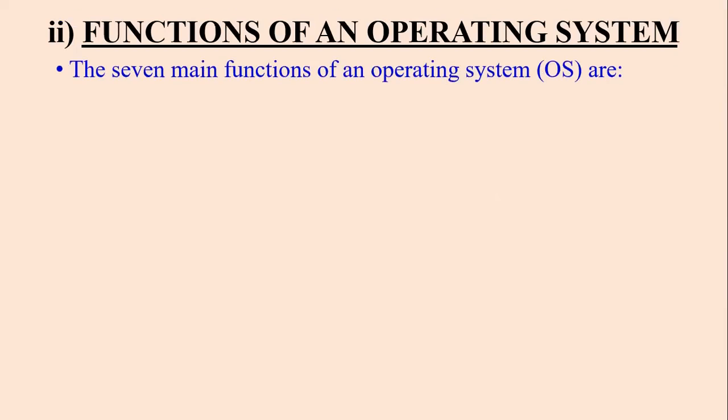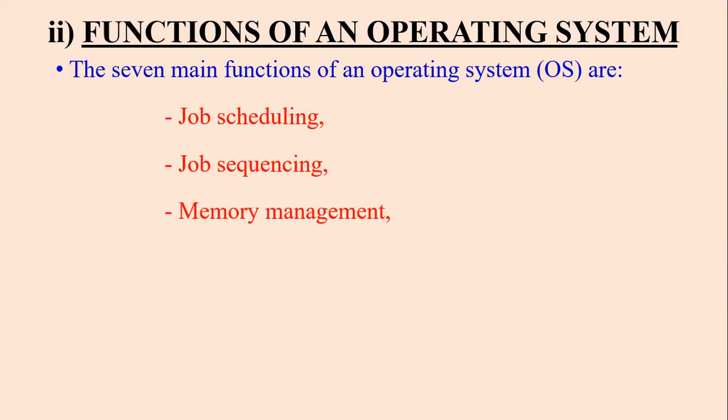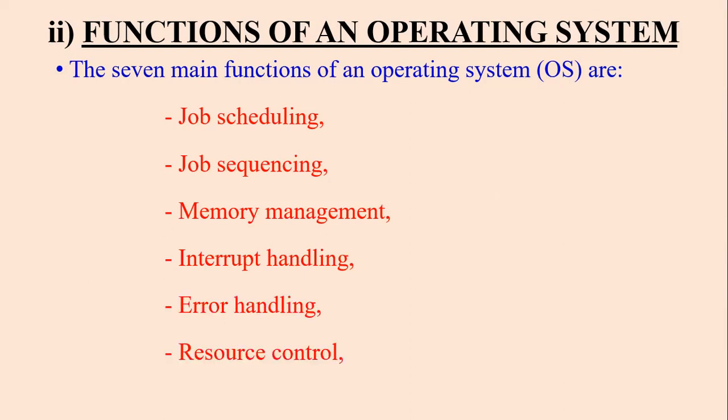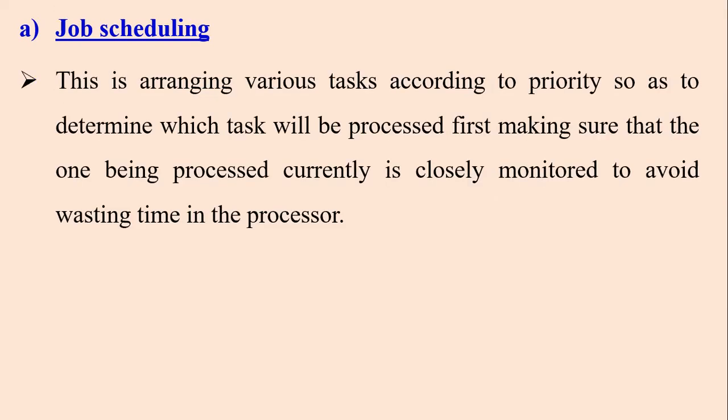What are the functions of an operating system? There are seven main functions of an operating system, which are: number one, job scheduling; number two, job sequencing; number three, memory management; number four, interrupt handling; number five, error handling; number six, resource control; and number seven, input output handling. Let's look at each of these functions one at a time, beginning with job scheduling.